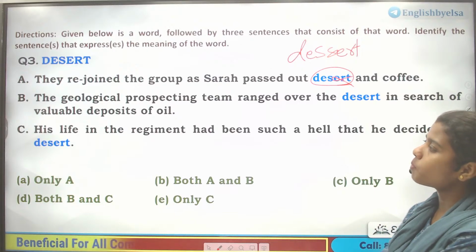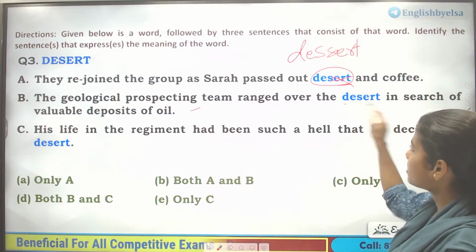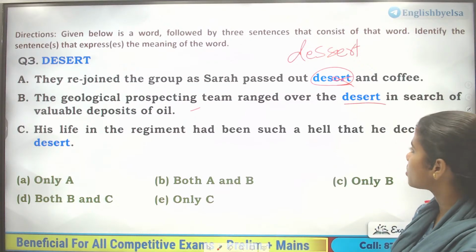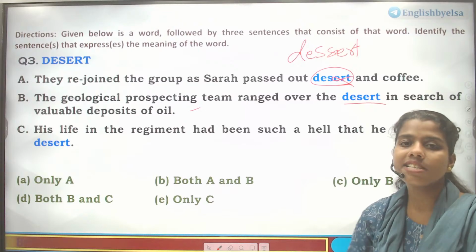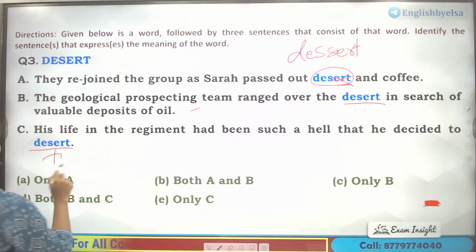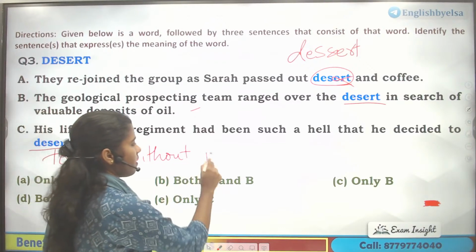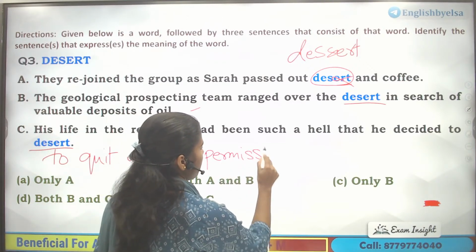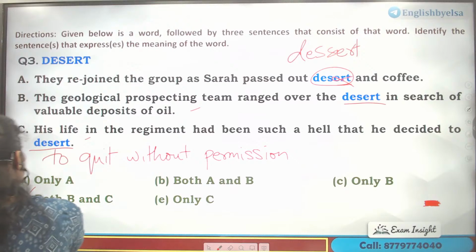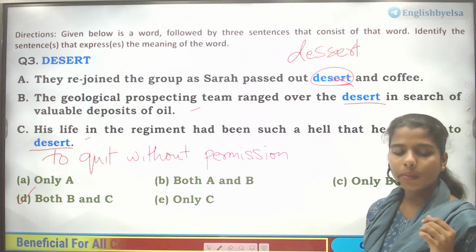Second, the geological prospecting team ranged over the desert in search of valuable deposits of oil. Arid region it is talking about, and the spelling is correct. His life in the regiment has been such a hell that he decided to desert. Desert means to leave also. Desert means to quit, I can say. To quit without permission. So in that case, second and third will be considered correct. B and C. Option D, yes. Both B and C will be considered correct.